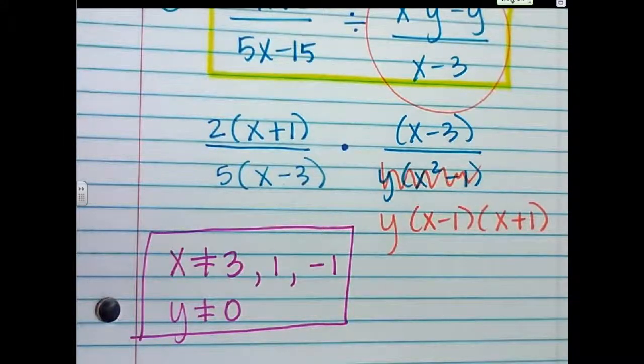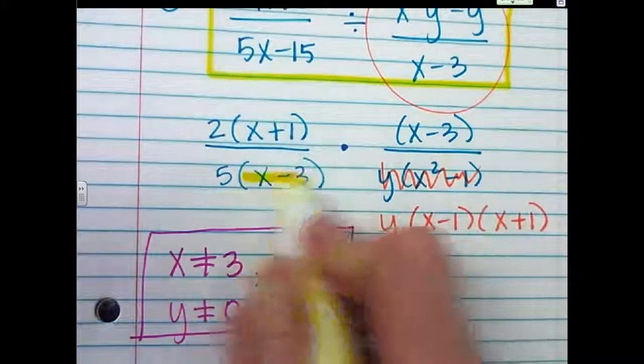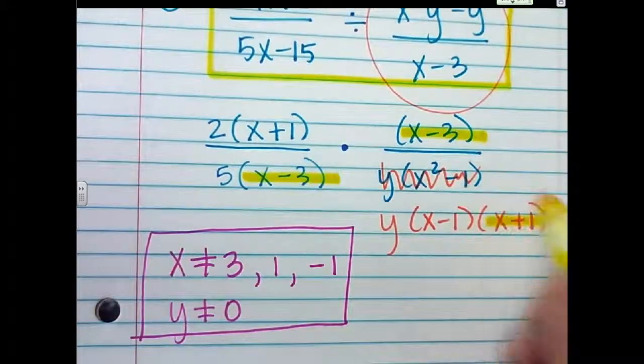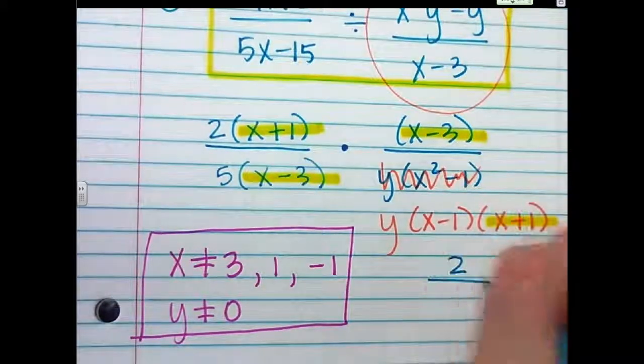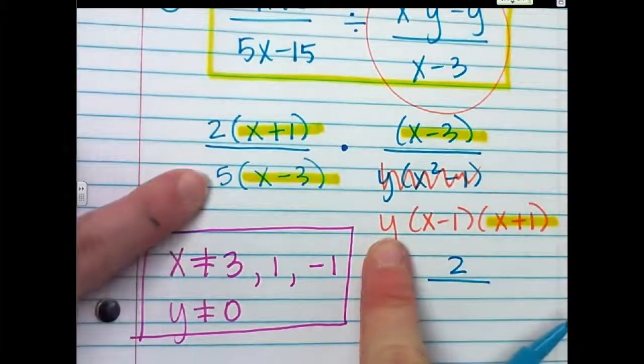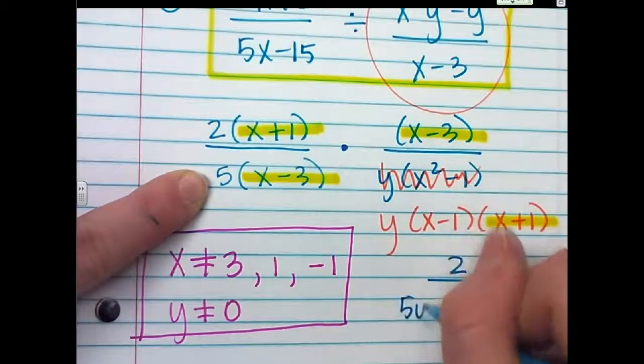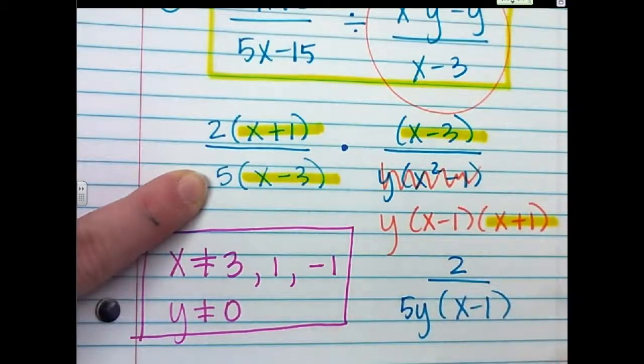What can we cross out? x minus 3, x plus 1. So on top we just have a 2, right? And on the bottom we have 5y, don't forget that 5, and then x minus 1.